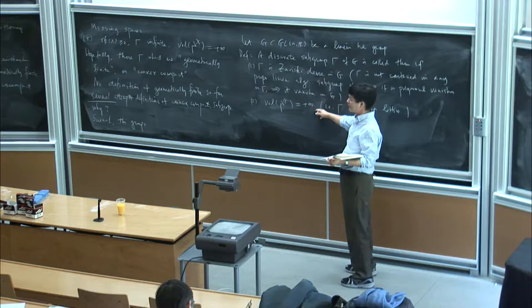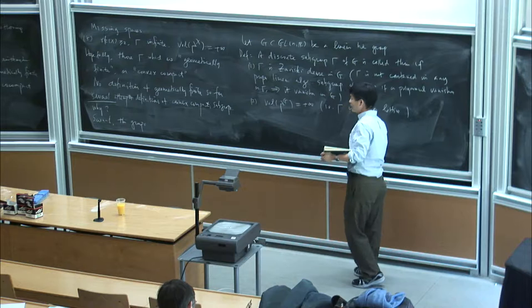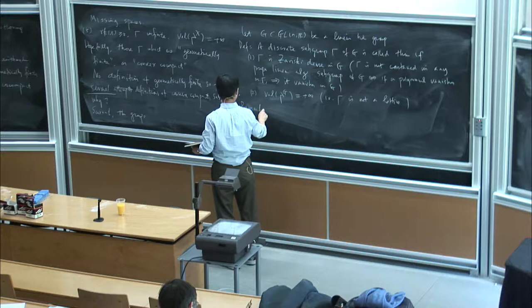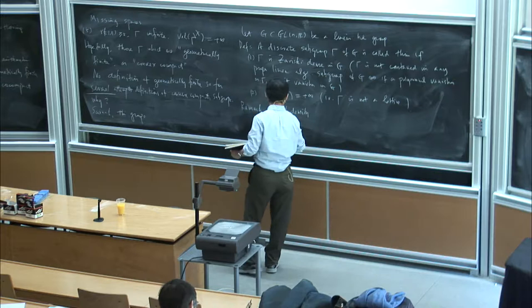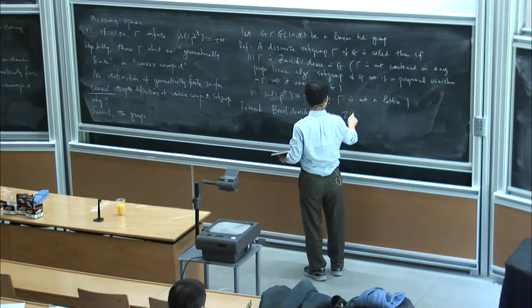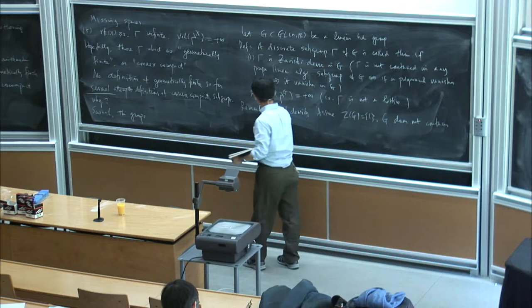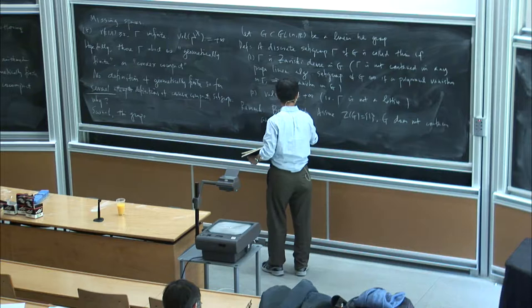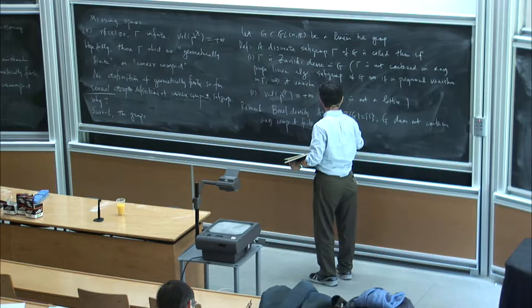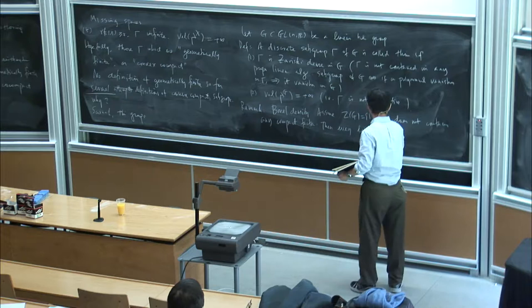So how about condition one? For condition one, let me mention a well-known result of Borel. This is called the Borel density theorem. Let's assume the center of G is trivial, and G does not contain any compact simple factor. Then every lattice gamma in G is Zariski dense.